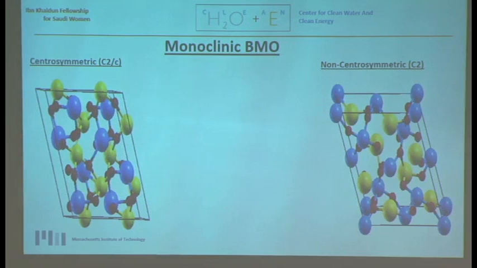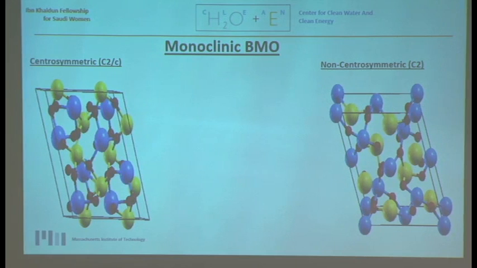So the cubic is the ideal structure, it is not the real structure. At room temperature, BMO has a highly distorted structure, namely a monoclinic structure. The unit cell contains 40 atoms per unit cell.